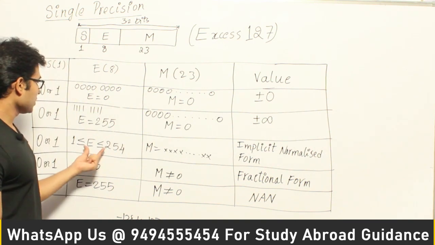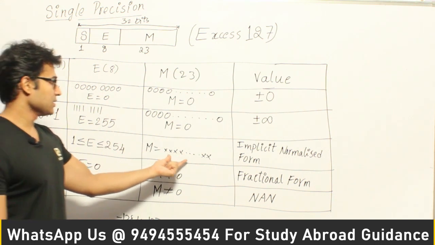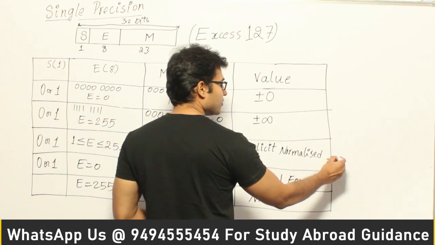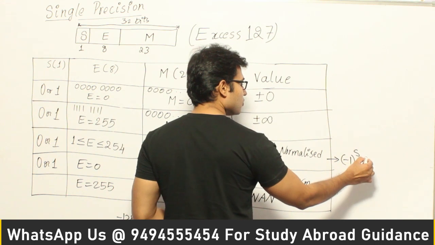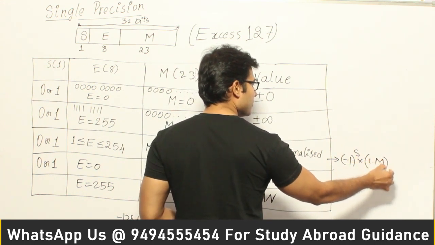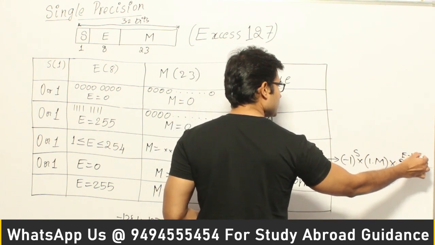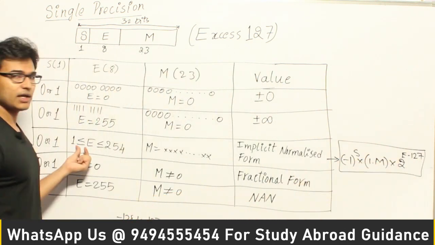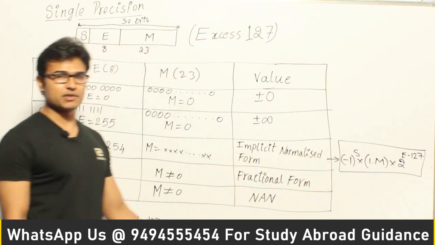Whenever our exponent is between 1 to 254, and for whatever mantissa it is, we are going for implicit normalized form, which means in this case the value is going to be equal to minus 1 power s into 1.m, where m is the mantissa, into 2 power excess 127 exponent, that is e minus 127. So whenever you hit this case, exponent between 1 to 254, this is the actual value it is trying to represent.